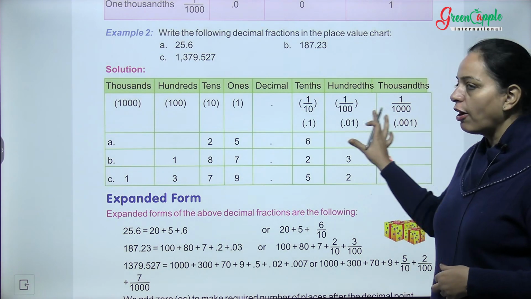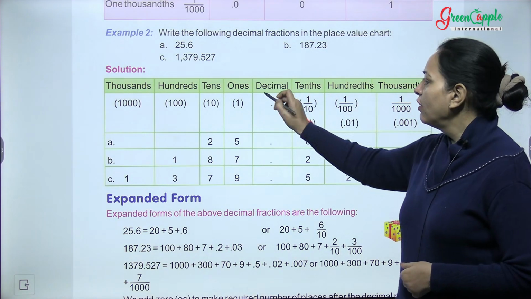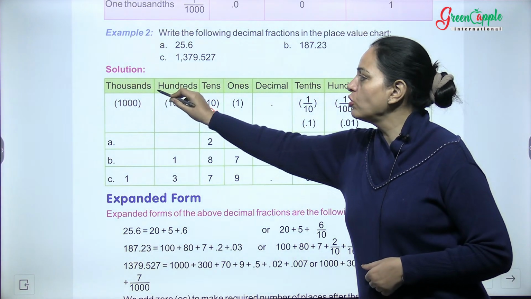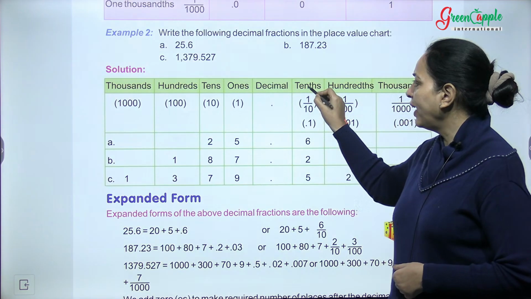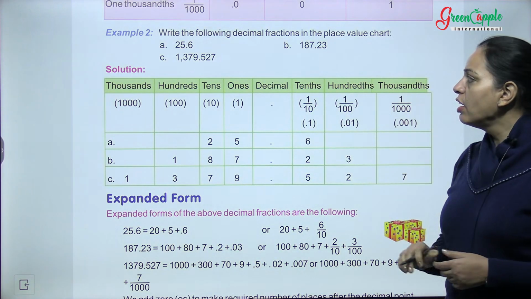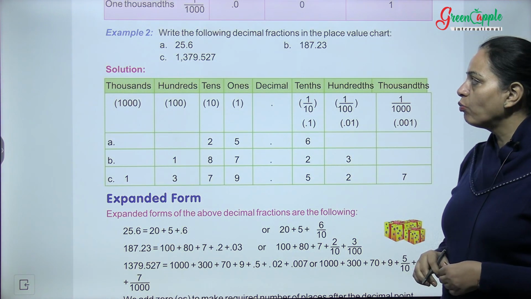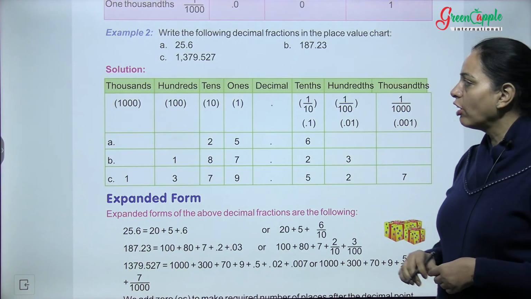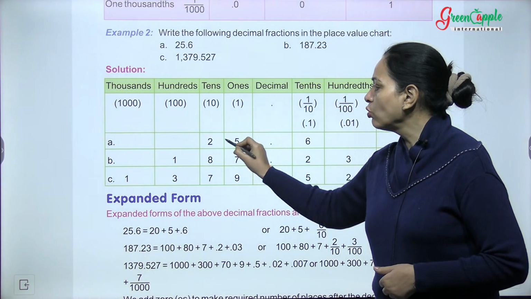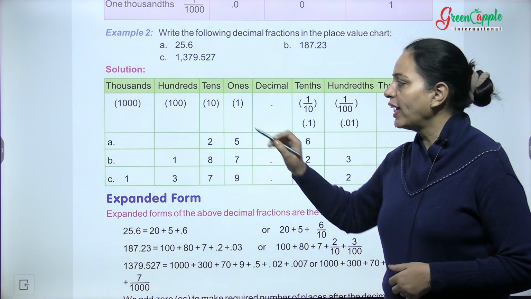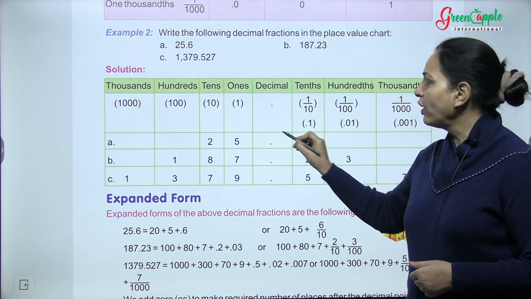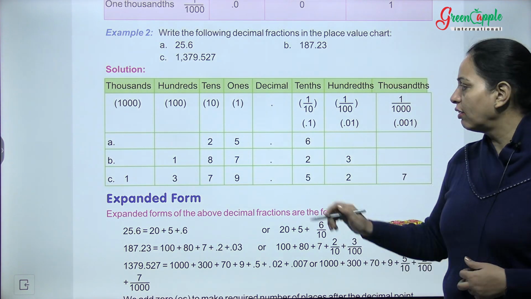So first write the place value like ones, tens, hundreds, thousands, and then the decimal point, then tenths, hundredths, thousandths. Now the first number is 25.6. So first write the whole part, 5 and 2, 5 at ones place, 2 at tens place. Now decimal point here and 6 at tenths.